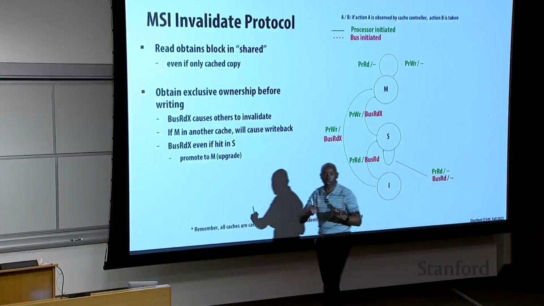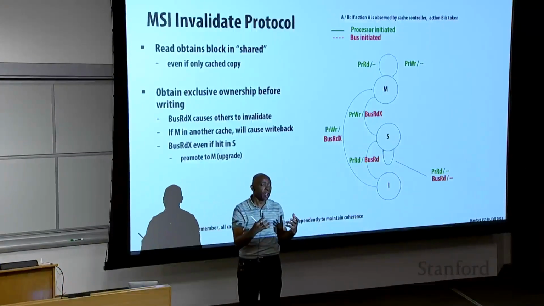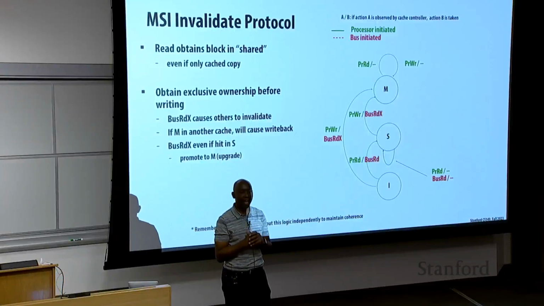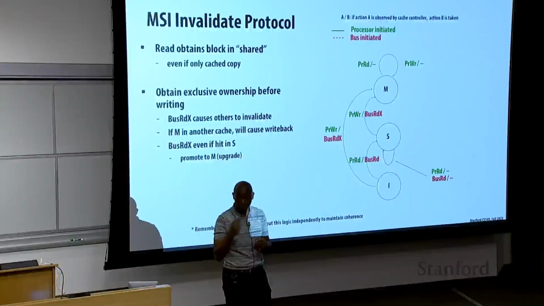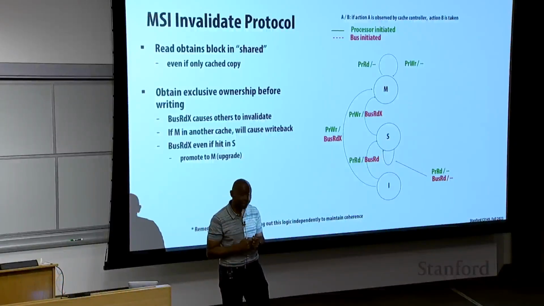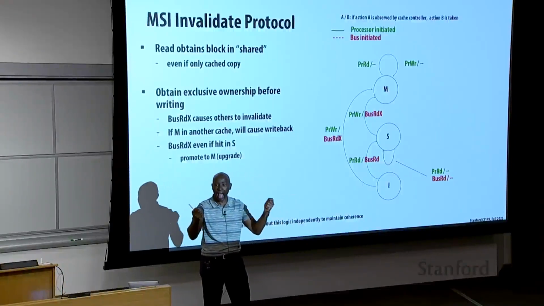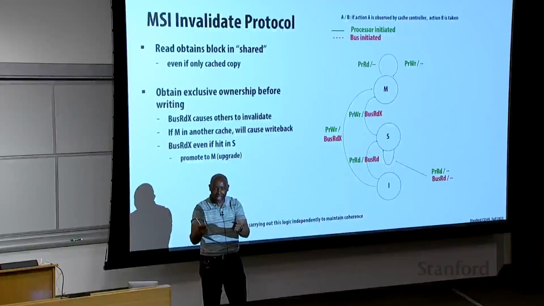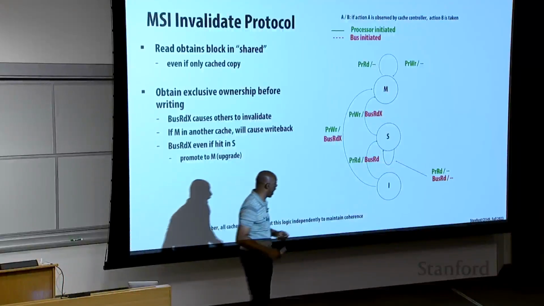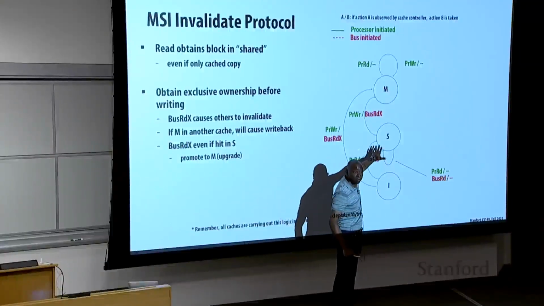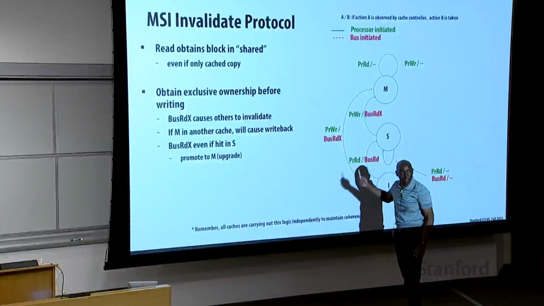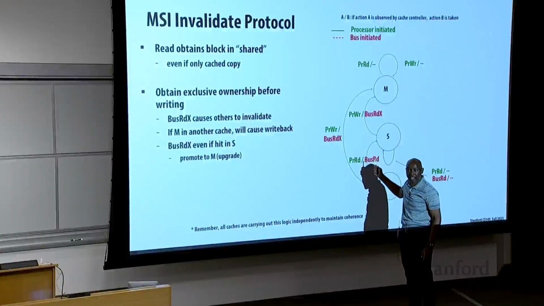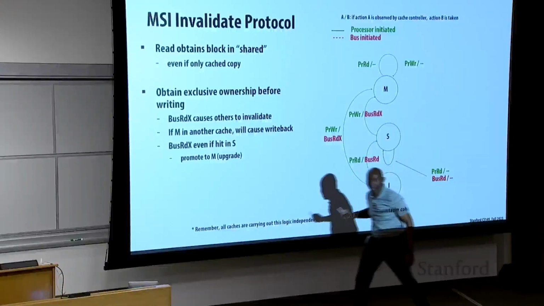So what does that mean about the state of the cache line in the system? It's the same across all the caches. All that have that line have it in shared state. So any cache that has that cache line is going to have it in shared state, right? Is it possible for any of those caches to have it in modified state? No, right?